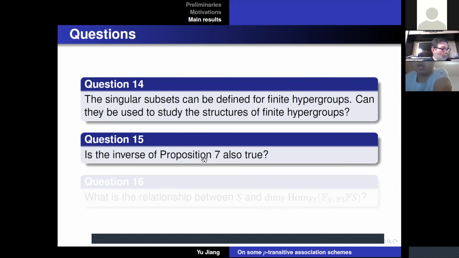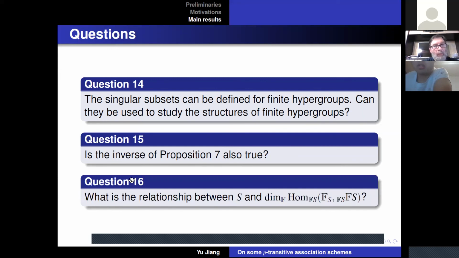Finally, a question is about this. What is the relationship between the scheme and this number? Here, this means the homomorphisms from the trivial FS module to the regular FS module. This can form an F linear space, and we can consider its dimension here. So we don't know the relation between S and this number.